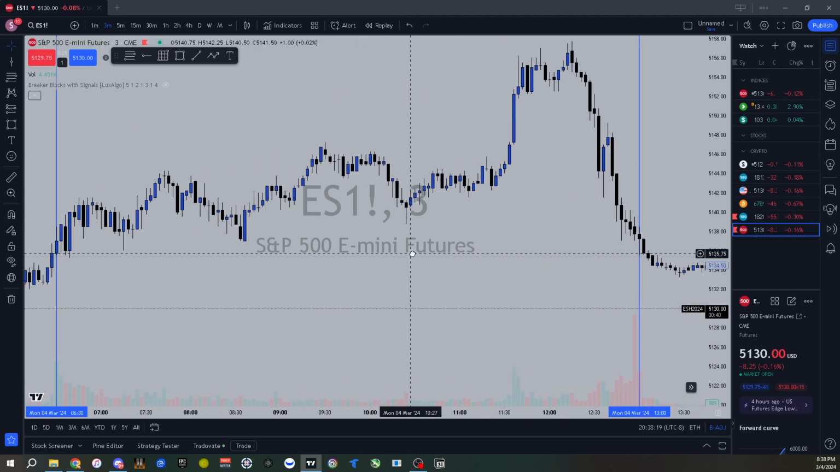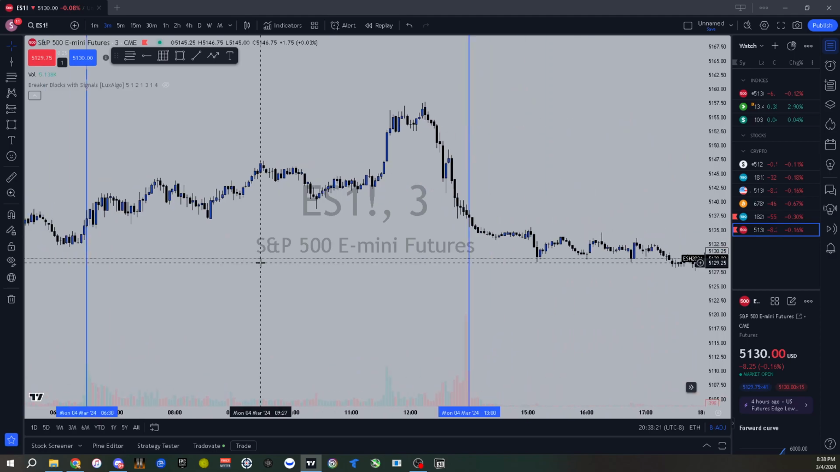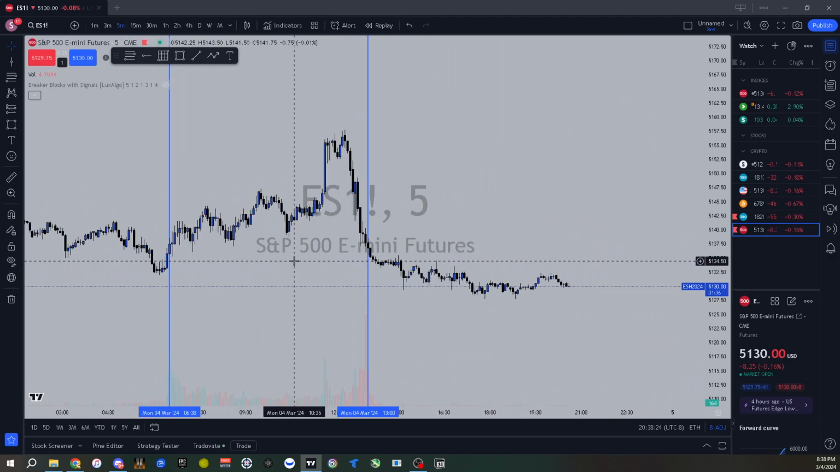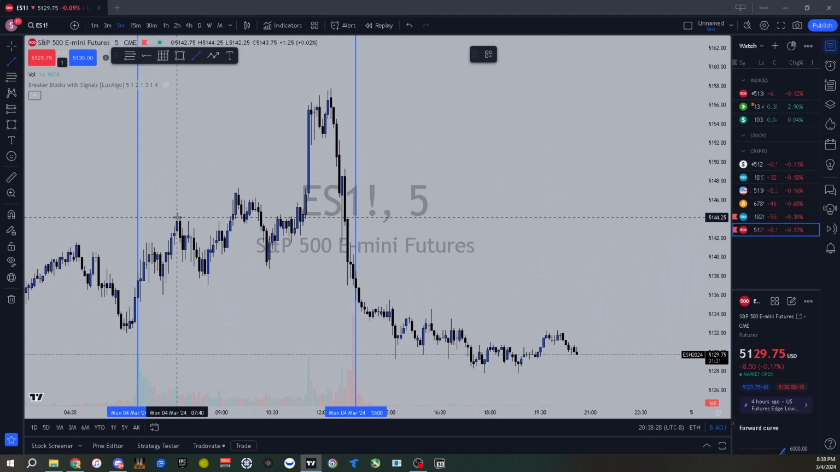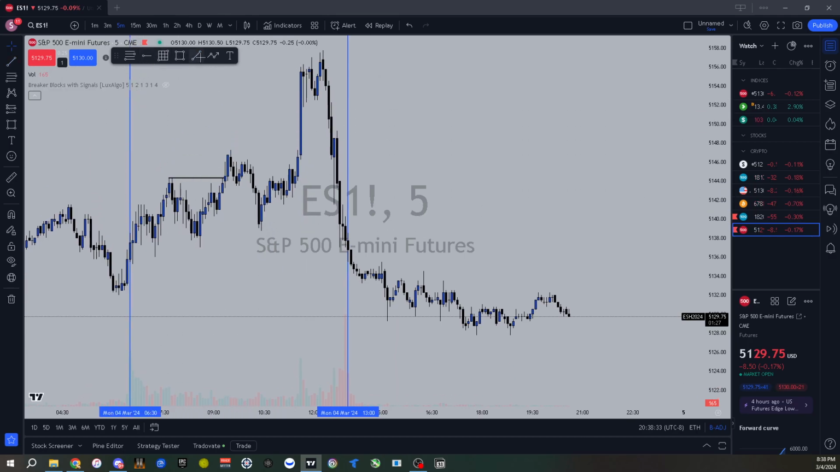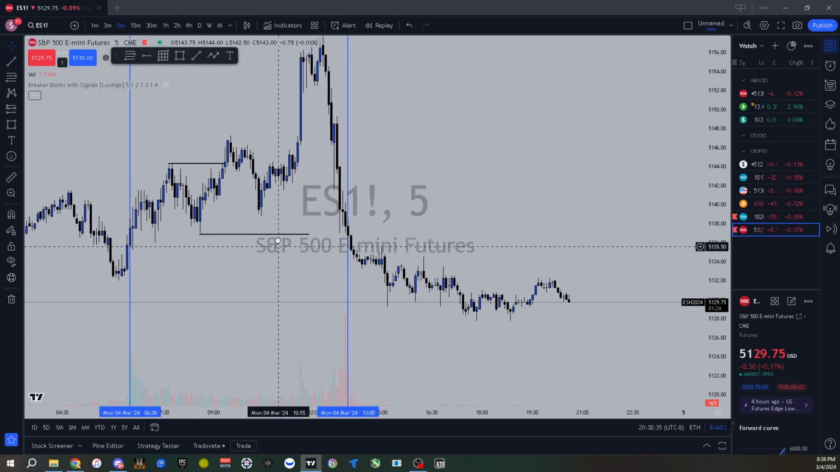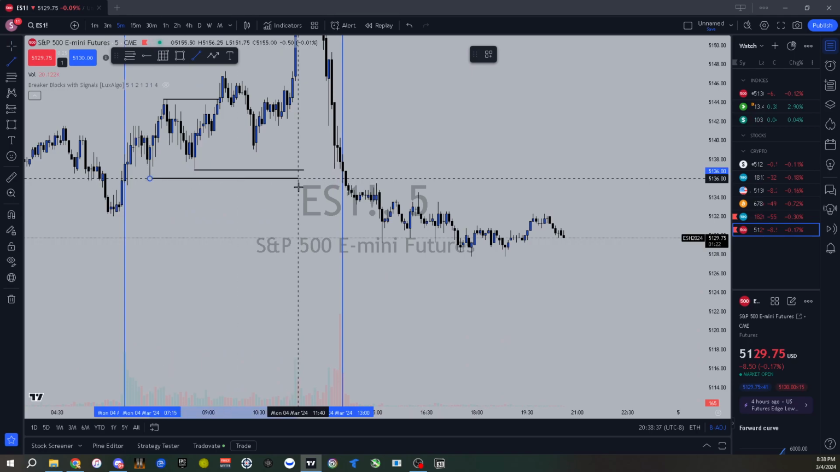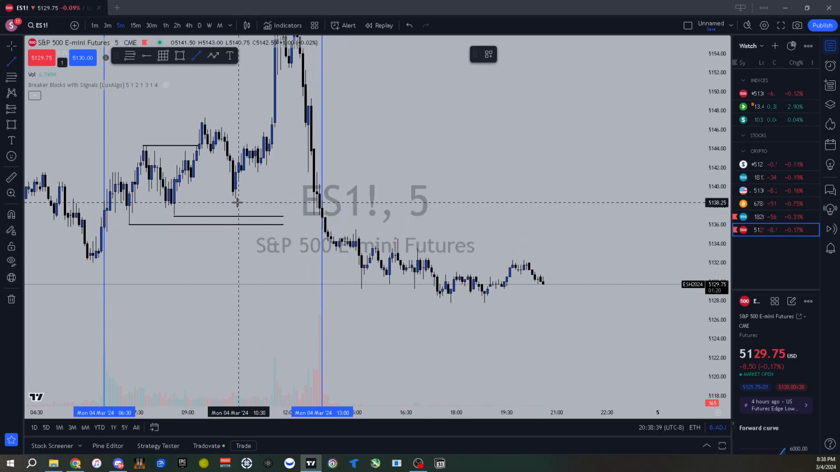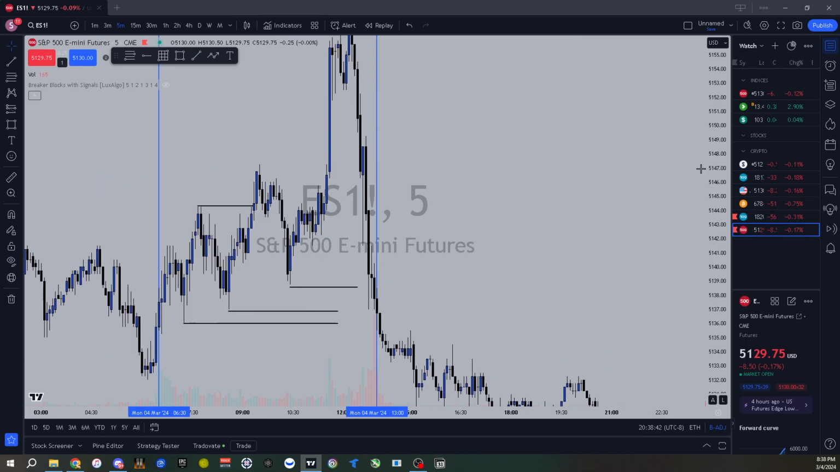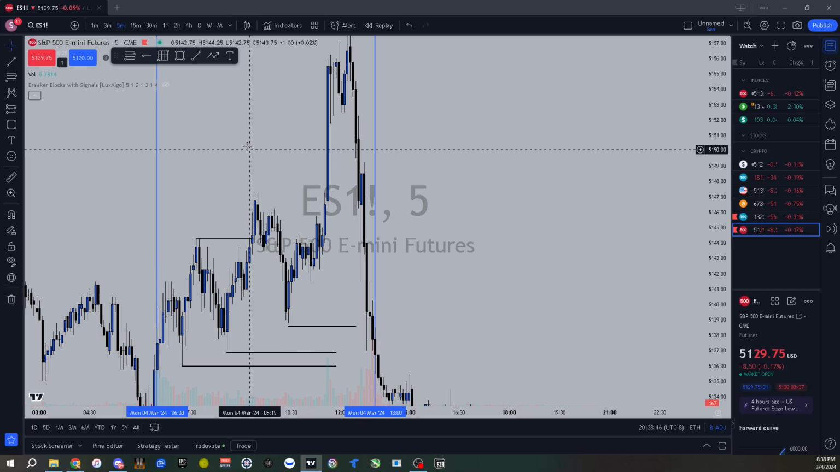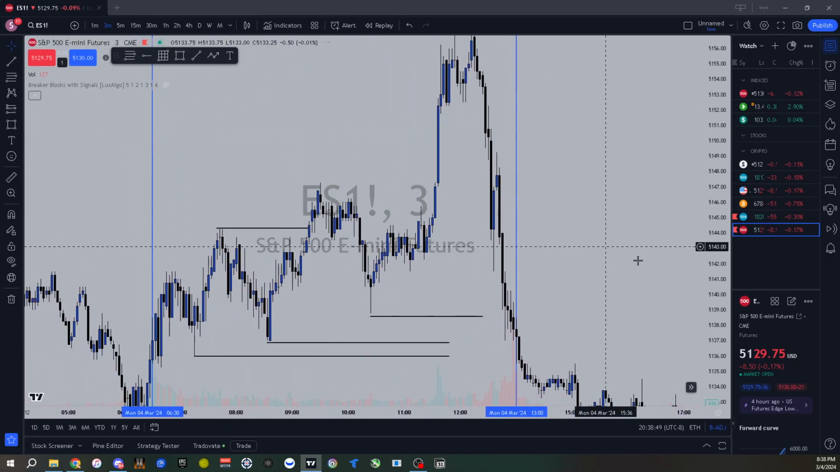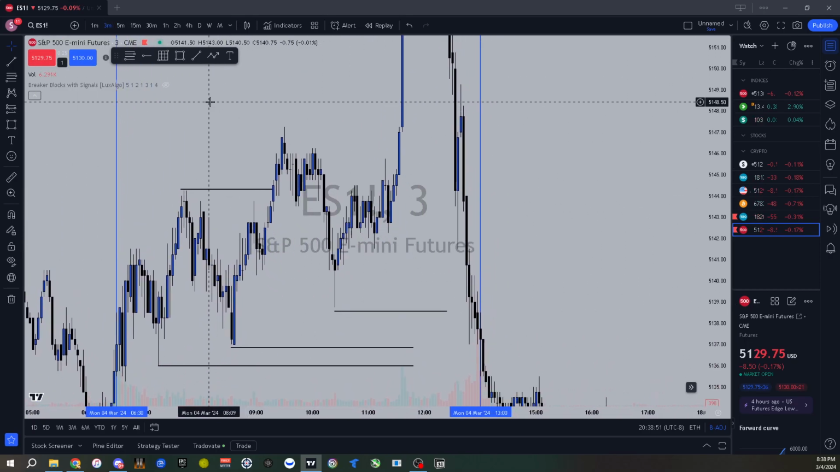There we go. So here is the market. This is open, this is closed. What do you see? We see highs, we see lows, right? Many highs, many lows. What are we looking for? Let's go to the 3 minute. Perfect. What are we looking for?